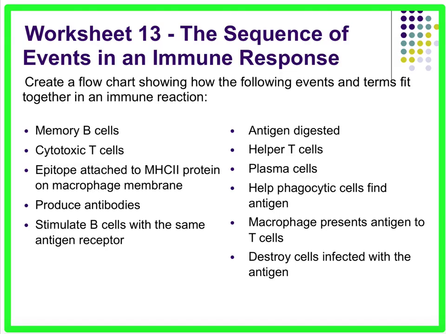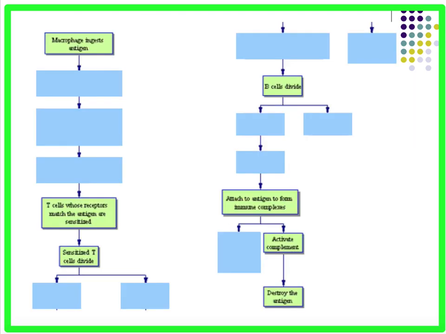So here I have a flow chart that lists all of the things that could happen in an immune response, and I'd like you to put this into this flow chart. We're going to do this together, but hopefully you will pause this and attempt it on your own. Here we have a macrophage that ingests an antigen. Once the macrophage ingests the antigen, it will digest that antigen.